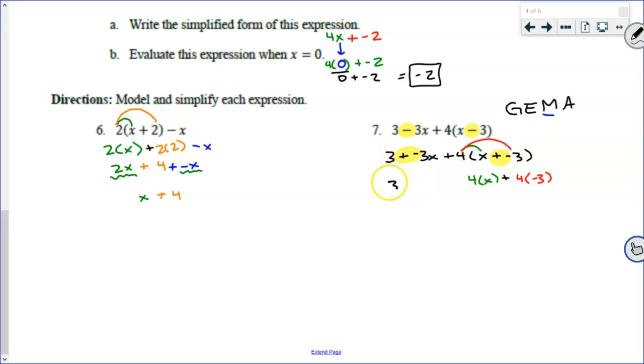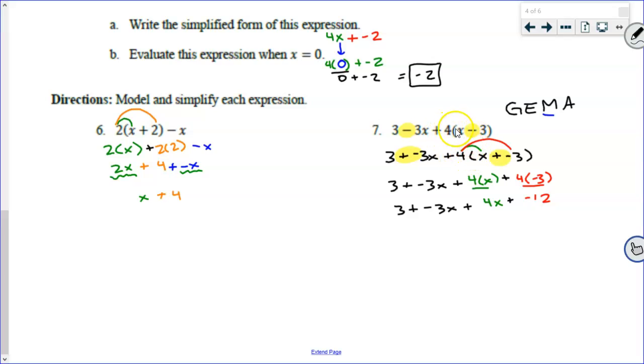So I'm going to bring down that 3 plus a negative 3x plus, and then we multiplied that 4 across the parentheses to 4 groups of x and 4 groups of negative 3. Now we can actually simplify. 4 groups of negative 3 is going to simplify to negative 12. 4 groups of x just simplifies to 4x. And again, bringing everything else down, 3 plus a negative 3x plus that 4x minus 12.